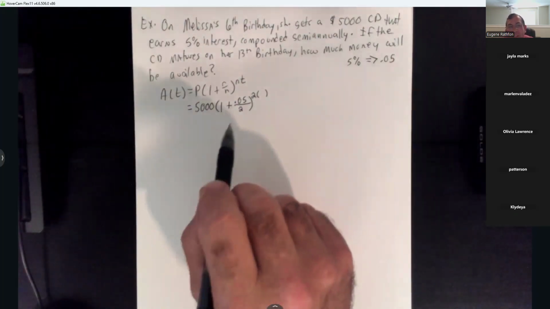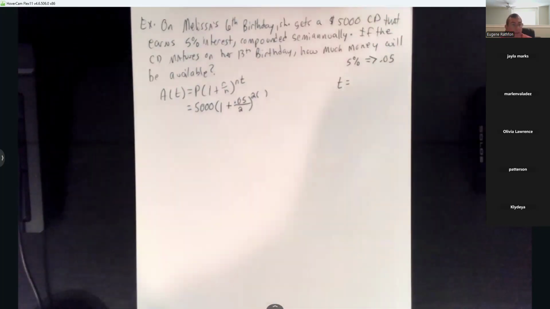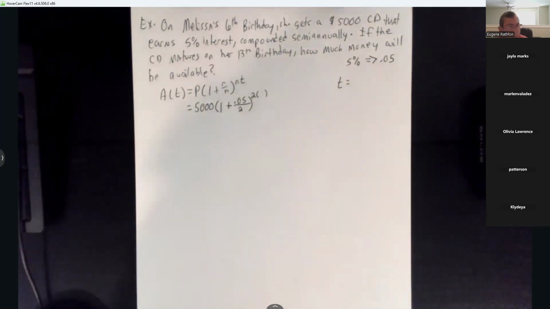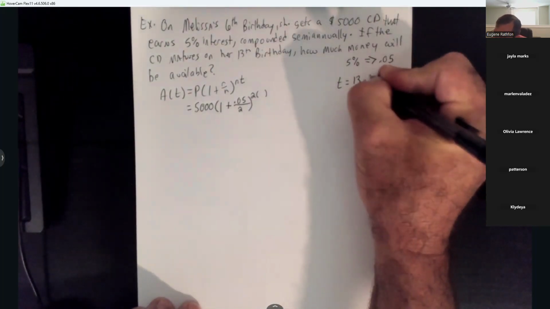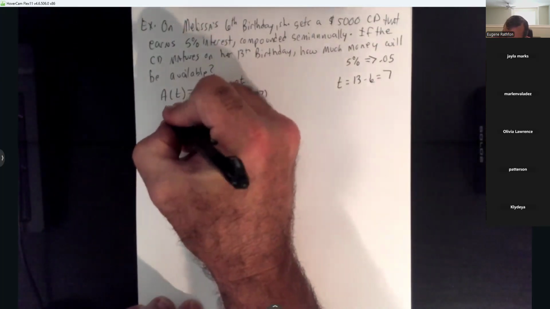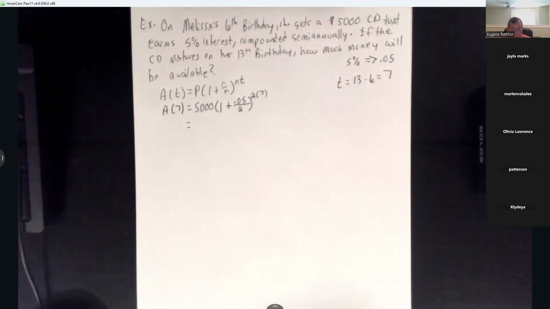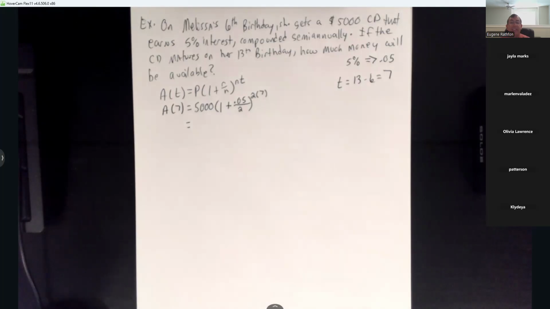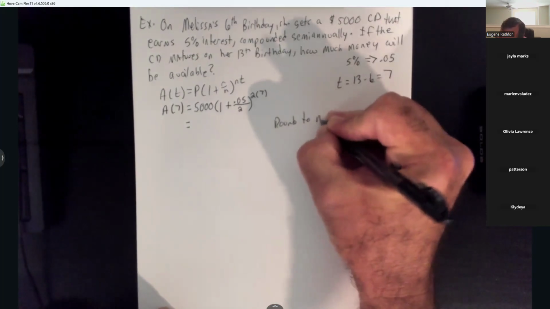So what is T for this one? Because they gave us a starting birthday and an ending one. So Ben, you're right, right? What was that? 13 minus 6 gave us 7. So we're basically finding A of 7 years. Now, y'all, this one wants me to round it to the nearest cents. So round to the nearest cent.